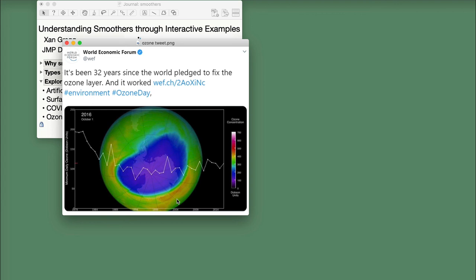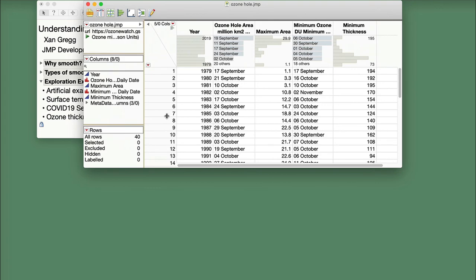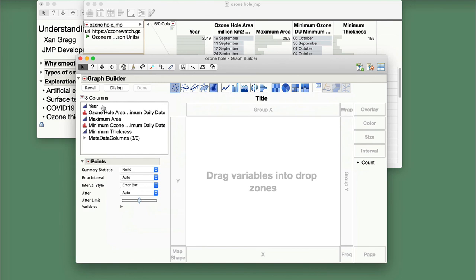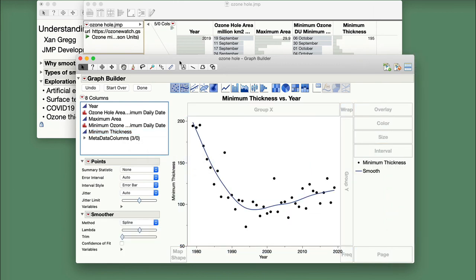For one thing, there was that issue with the connected line creating the extra noise, and there's also the issue of the big globe in the background trying to show the picture of Antarctica with the rainbow theme, which wasn't helping me at all. So I got this data and brought it into JMP. So let's take a look at it. Here's the data for the last many years, and let's bring year into the X and minimum thickness into the Y. This was the measure they were looking at.